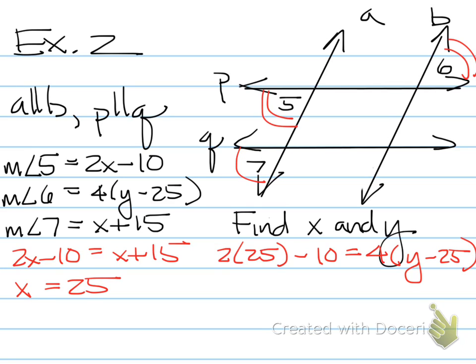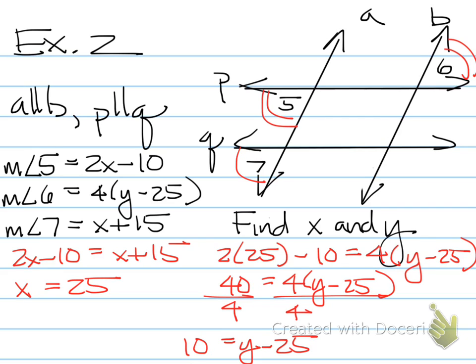So 2 times 25 is 50. 50 minus 10 is 40. Divide both sides by 4, and we get 10 on the left side. And then add 25 to both sides. Y is going to equal 35.